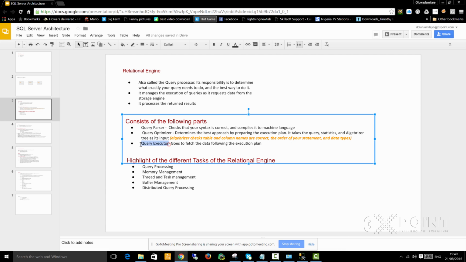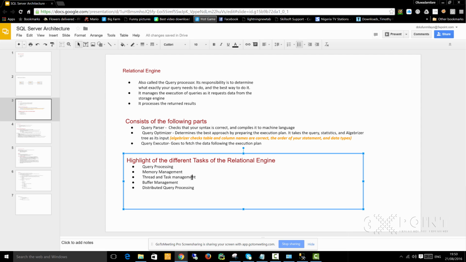So we have this other one called the query executor. This is the part that goes to fetch the data following the execution plan. The data does not actually reside in the relational engine. When we get to the storage engine, that's where the data actually resides. But the query executor, after passing through this phase, goes to fetch the data for us from the storage engine. So this is just a highlight of the things we mentioned before, but in a little more detail. We have the query processing, which we have talked about.